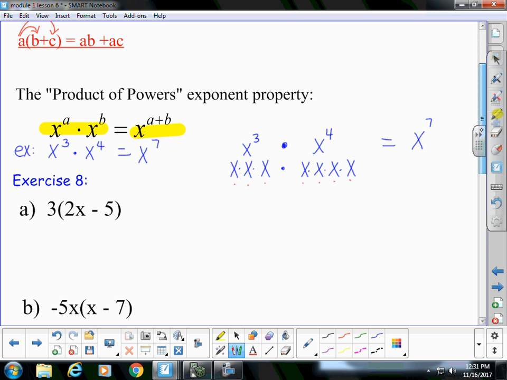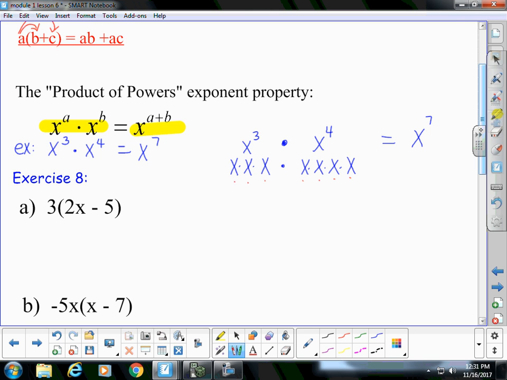Okay, we're going to use those two properties now. So for exercise 8, letter A, this one here, we're going to use the distributive property. This says 3, we're going to do 3 times 2x and 3 times 5. So that's going to make it 3 times 2x is 6x, and 3 times 5, so we'll bring the minus down, 3 times 5 is 15. And that'll be our answer, 6x minus 15.